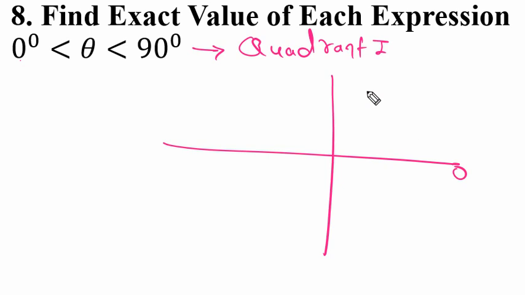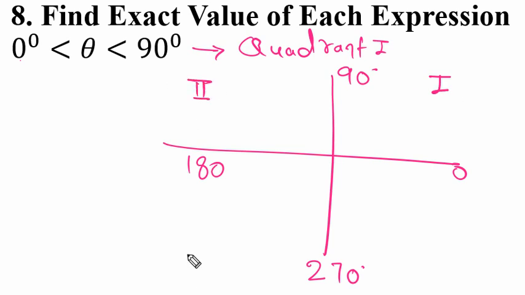So this is 0 degrees, this is 90, this is 180, and this is 270 degrees. This is your quadrant 1, quadrant 2, quadrant 3, and quadrant 4. If you are wondering, these are the Roman numerals: 1, 2, 3, 4. So when I'm saying theta is between 0 and 90, it means it is in quadrant 1. Also, you should know in quadrant 1 all trigonometric functions are positive.